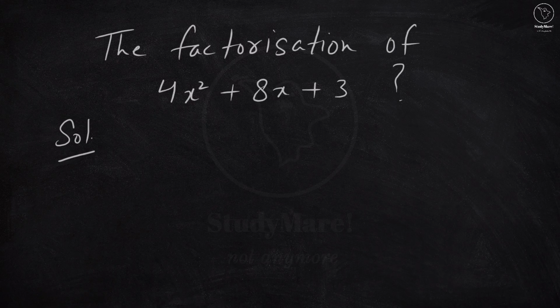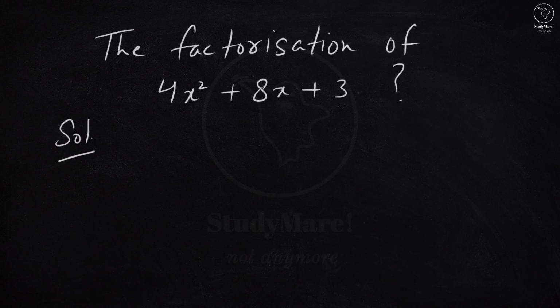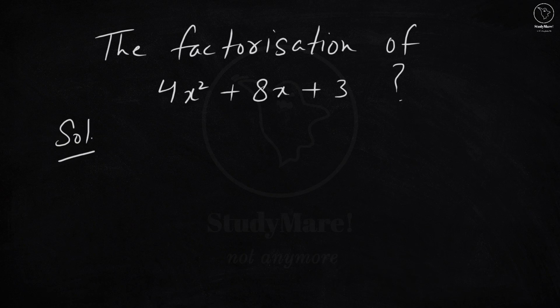Now look at this question. No identity fits into it. But this is the expression where factorization can be done by splitting the middle term. How do we know if we have to split the middle term or use the identity? Easy and simple. It is not looking close to any identities, so yes, it cannot be done using identities.